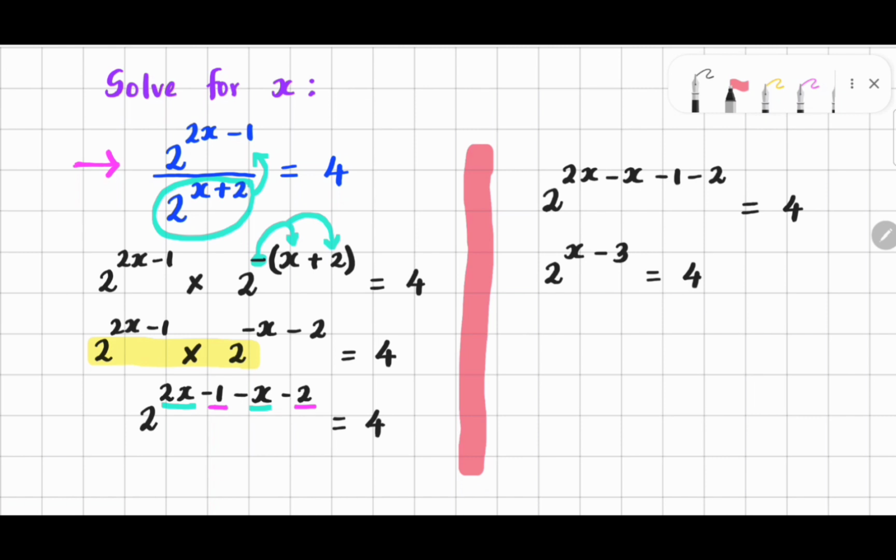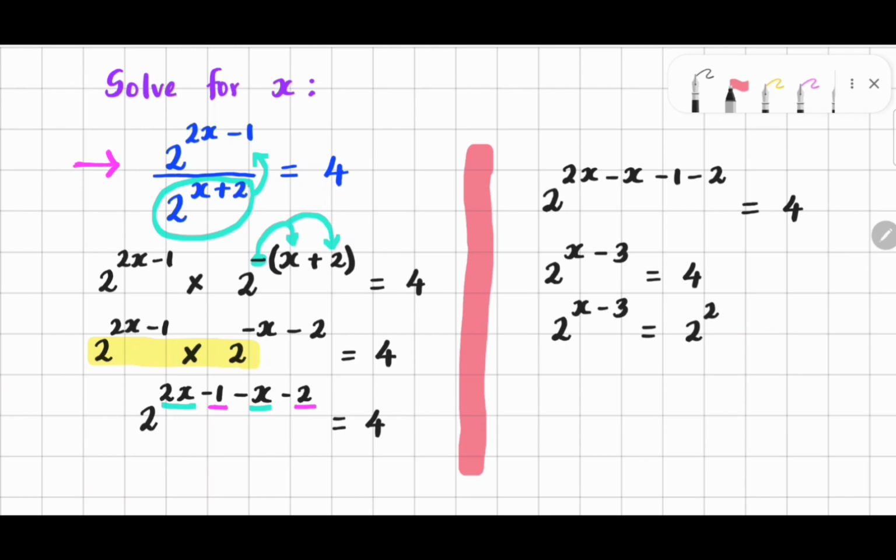Remember that our aim is to find the value of x. For that, here on the left hand side we have to isolate the x, which means we have to get rid of this base 2 and -3. First, let's get rid of the base 2. For that, let's rewrite this right hand side 4 as 2 squared.